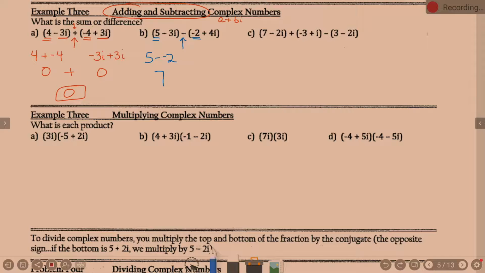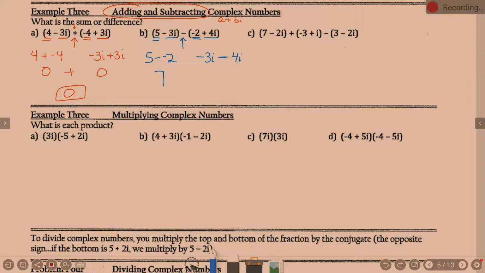Real with real. Now what? Imaginary part. What are my imaginary pieces here? We have what kind of 3i? A negative 3i. What are we doing with these pieces? We are subtracting. And what are we subtracting from that negative 3i? A positive 4i. Are you catching what I did there? You have to watch that subtraction. What is negative 3i minus 4i? Negative 7i.